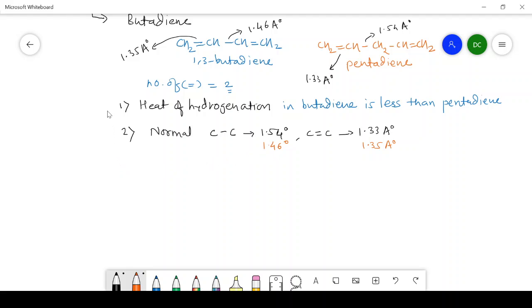So these two facts are not explained on the basis of this structure. Therefore, to explain these two facts, we have to consider modern concepts, and in the modern concepts we will discuss resonance theory and molecular orbital theory. First of all, we will see resonance theory, and according to resonance theory we can easily explain how the bond length changes in butadiene. So let's begin with resonance theory.